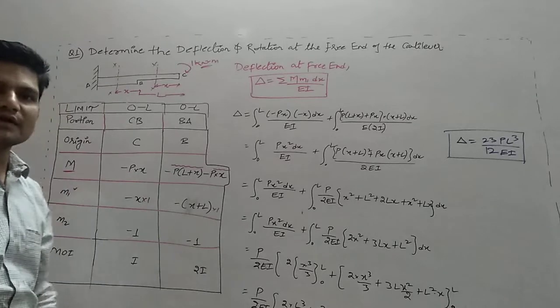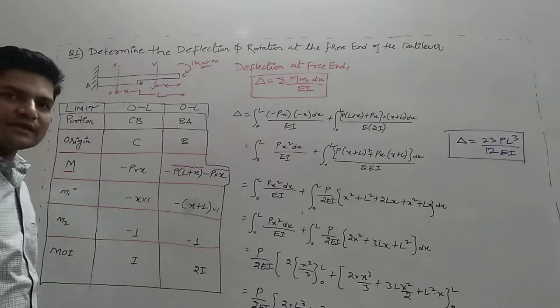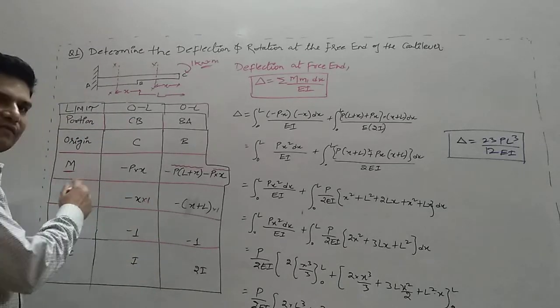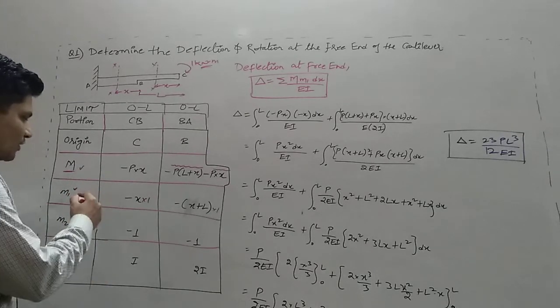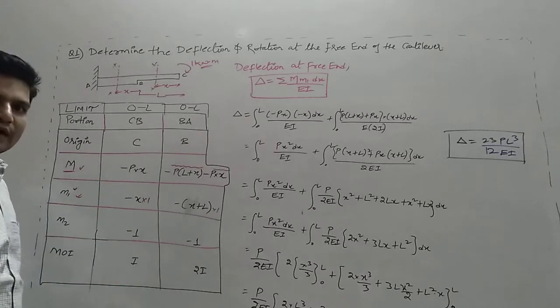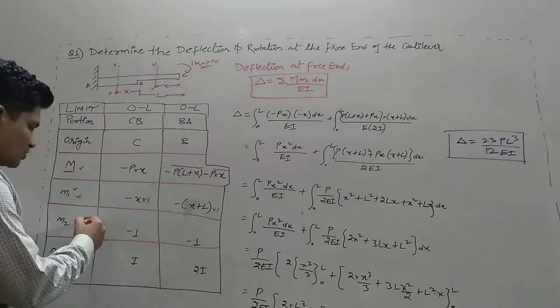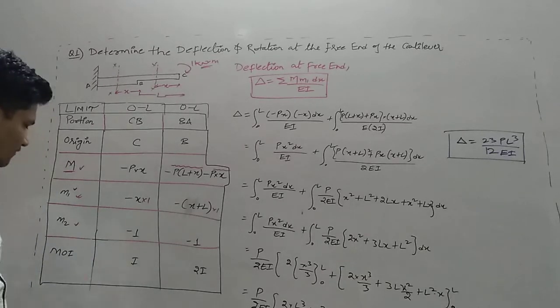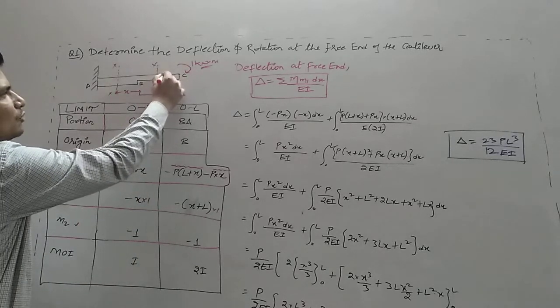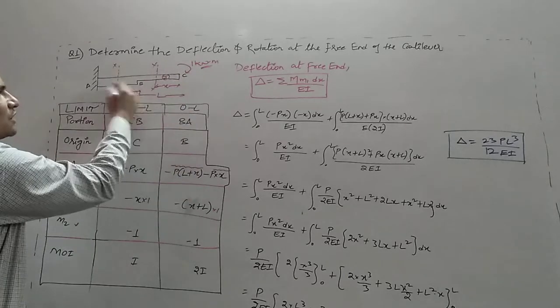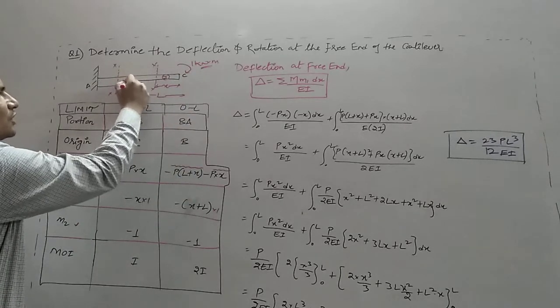Okay, the important thing is you have to express the bending moment value M with your given loadings, and you have to express your M1 value for the deflection, and your M2 value for the rotation. We are given the moment of inertia I for this CB portion, and for this BA portion the moment of inertia is 2I.